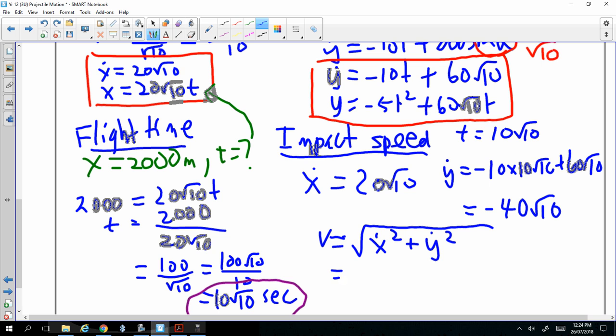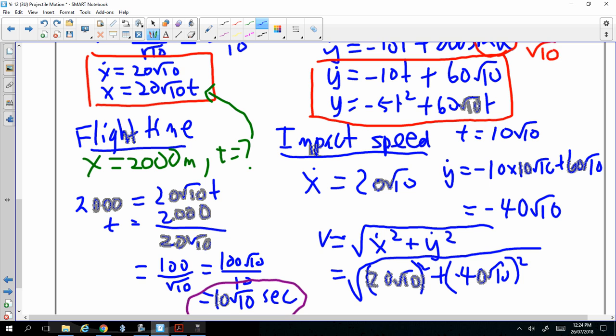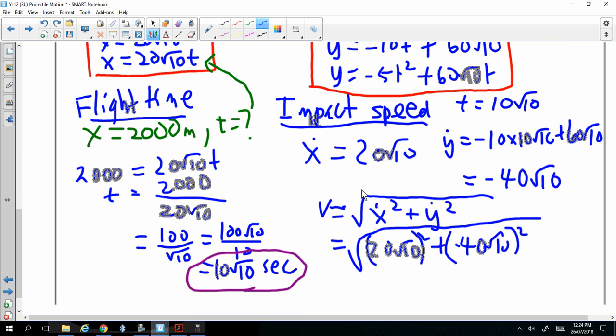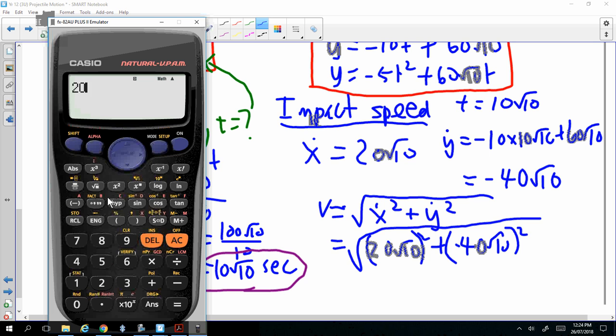And then use your calculator to work out the speed. So what's the speed? You get 400 times 10 plus 1600 times 10, 20,000. So 100 root 2, isn't it? So you get 100 root 2 meters per second. Alright, that's the impact speed.